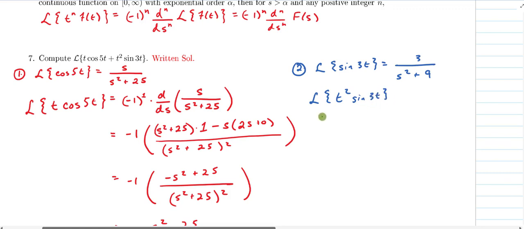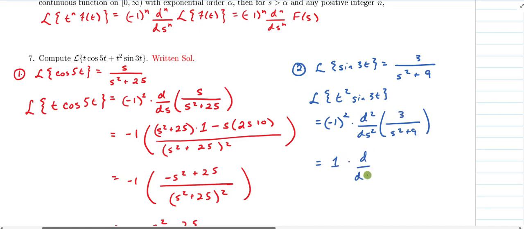Well, following this formula, this is going to be negative 1 to the second power, and it's the second power because this is t to the second power. Then we're going to take the second derivative with respect to s of our known Laplace transformation of the sine of 3t. So if we continue, this is just 1, and now we'll have to take two derivatives here.